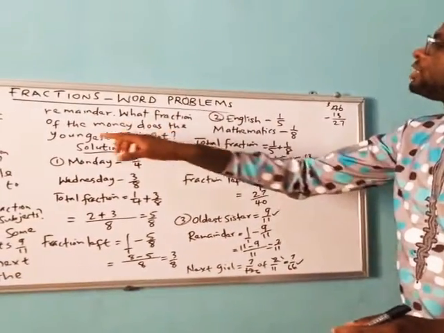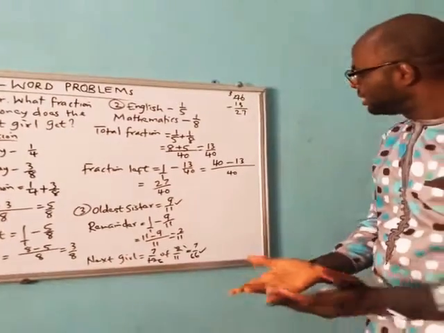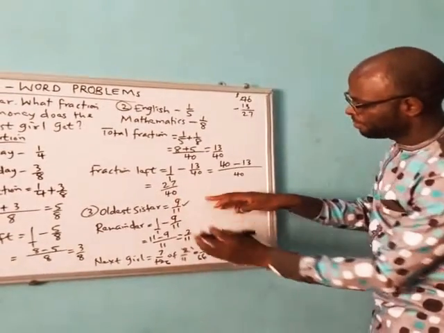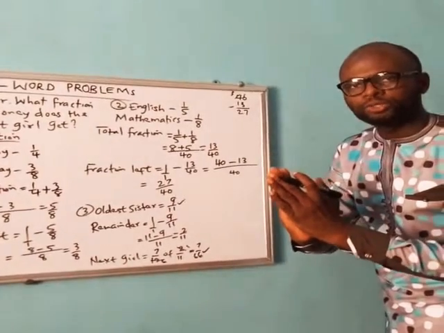Now it says, what fraction of the money does the youngest girl get? So the remaining is what the youngest girl gets. So you are going to add the fraction for the oldest plus this one, to know the total fraction used.